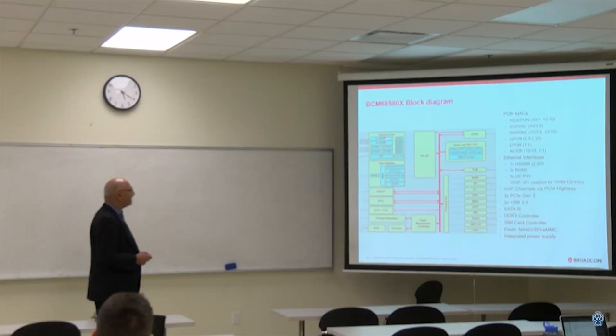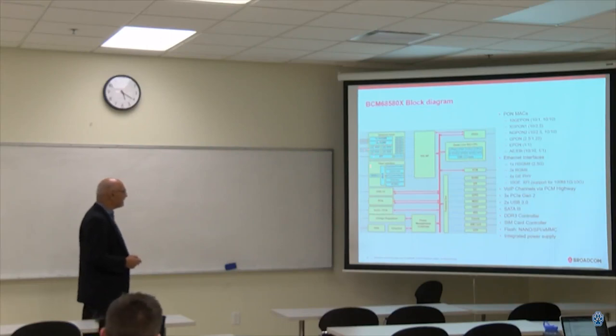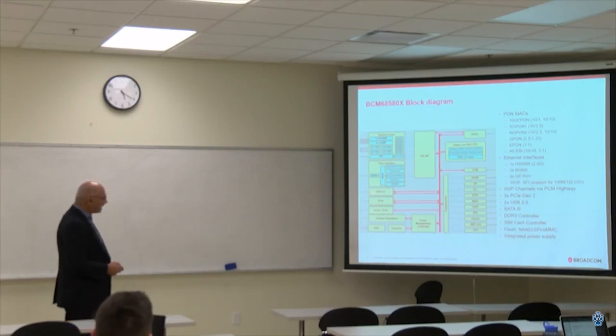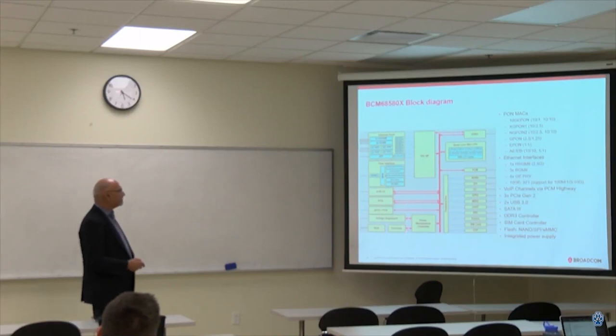And then on the LAN side, we have a choice of integrated gig PHY for your Ethernet, XFI, which is a 10 gig interface, HSGMII, which is a 2.5 gig interface, or RGMII, which is a 1 gig interface. USB 3, a couple of them. PCIe, this is needed for your Wi-Fi. Broadcom likes to do on-chip regulators, so you bring in 3.3 volts and all the lower voltages are done on the chip.